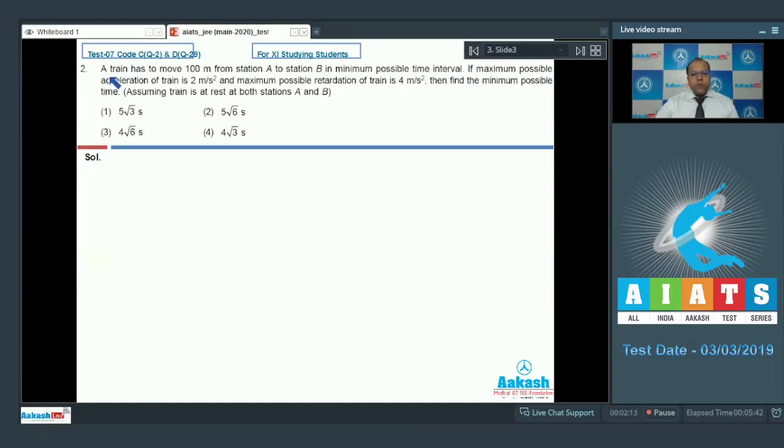In question number 2, a train has to move 100 meter from station A to station B in minimum possible time interval. If the maximum possible acceleration of the train is 2 meter per second square and the maximum possible retardation of the train is 4 meter per second square, then find the minimum possible time, assuming the train is at rest at both stations A and B. So this is station A and this is station B, and the separation between them is 100 meter.